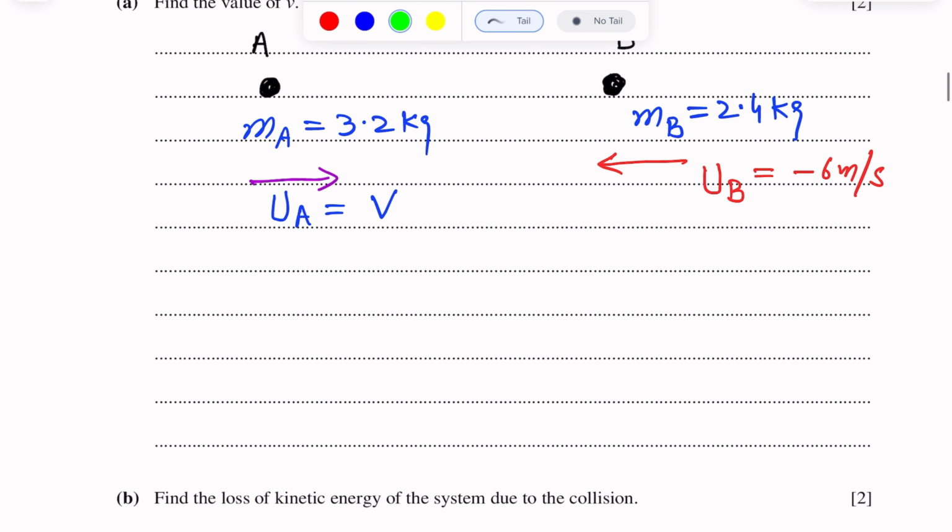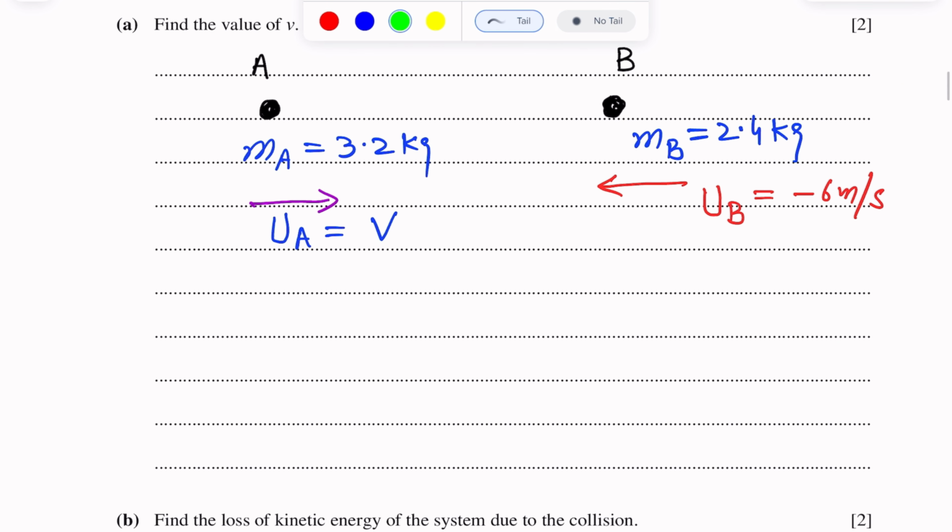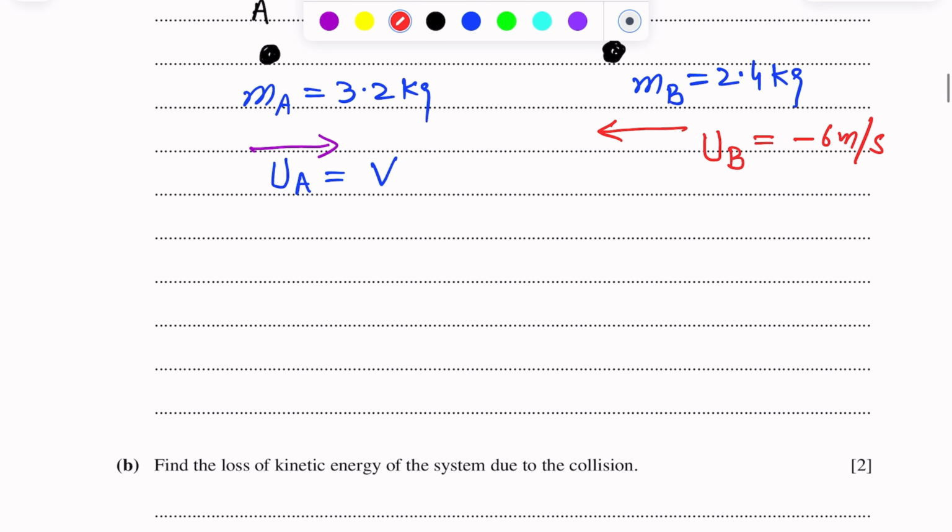Now the final speed of both the particles. In the collision, the two particles come to rest, meaning the final speed of both the particles is zero. So the final speed of particle A is zero. The final speed of particle B is also zero.